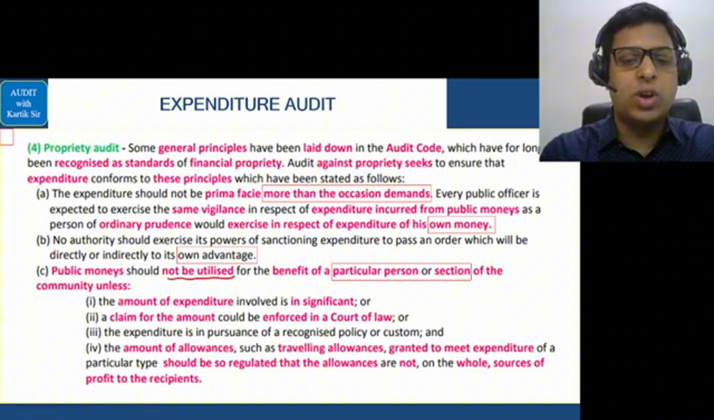Okay, let's go further. Next is in relation to performance audit. In performance audit, you should check whether the work has been done with efficiency, economy, and effectiveness. Plus, you have to examine the financial and operational performance, whether it is done properly or not. Very, very important.